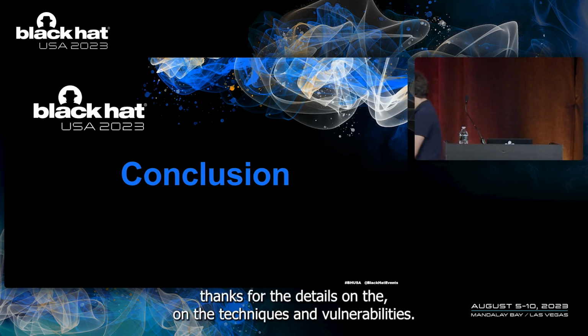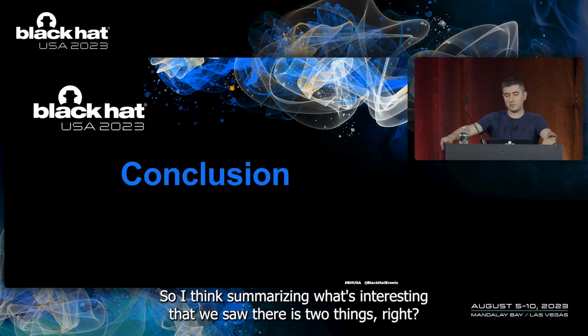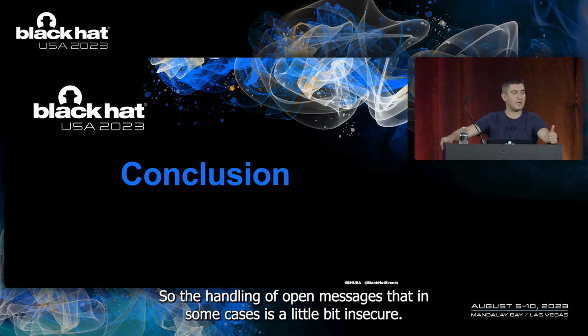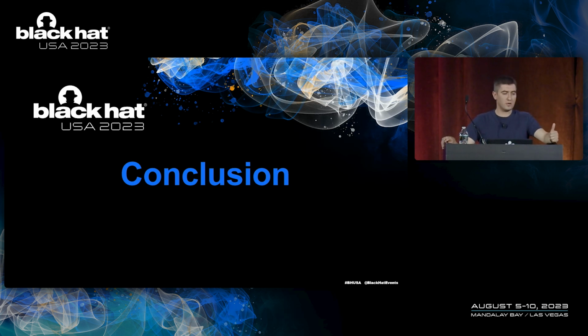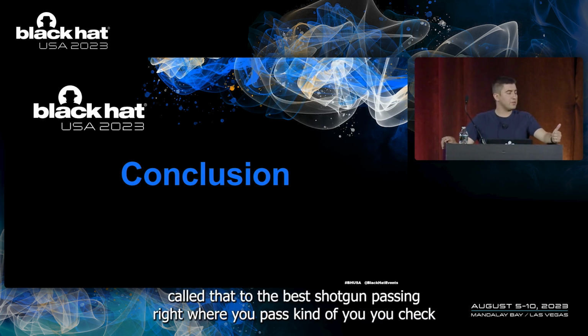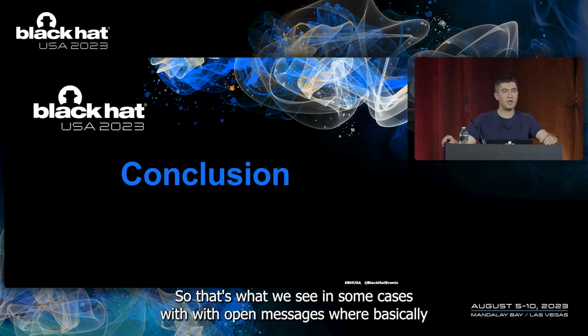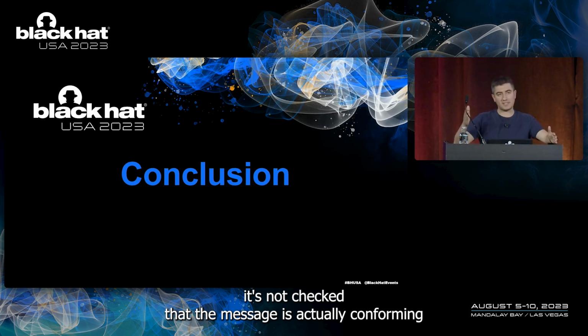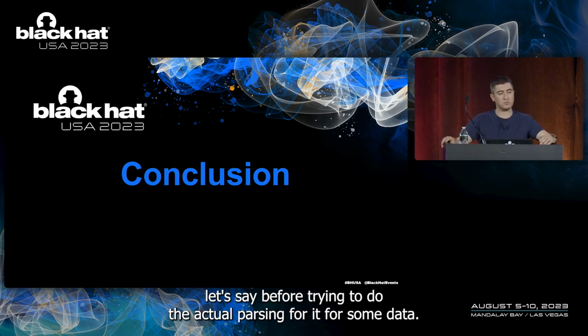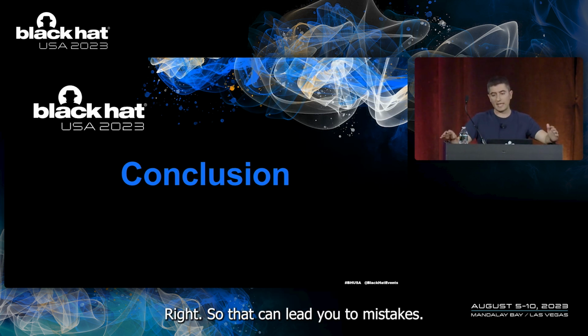Thanks, Simon, for the details on the techniques and the vulnerabilities. Summarizing, there are 2 interesting things we saw there. First, the handling of open messages is in some cases a little bit insecure. In other contexts, we have called that in the past shotgun parsing, where you check the structure of a packet and parse the messages at the same time. That's what we see in some cases with open messages, where it's not checked that the message is actually conforming before trying to do the actual parsing of some data. That can lead to mistakes.